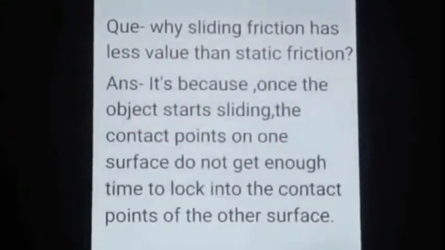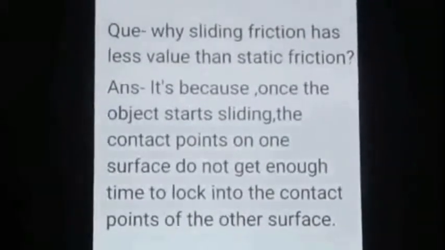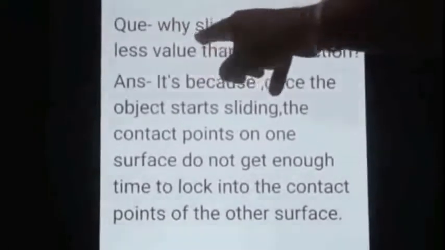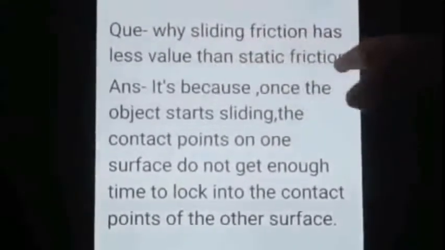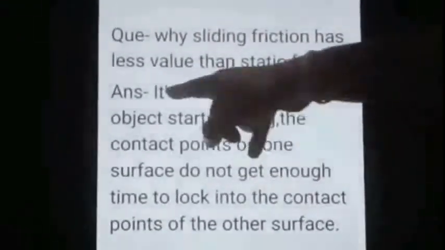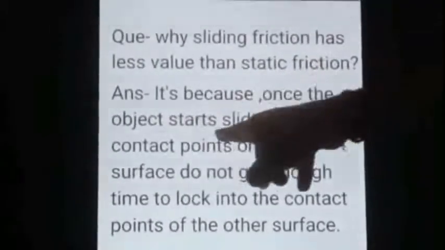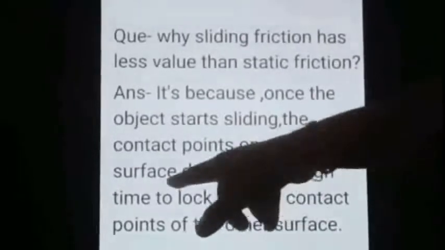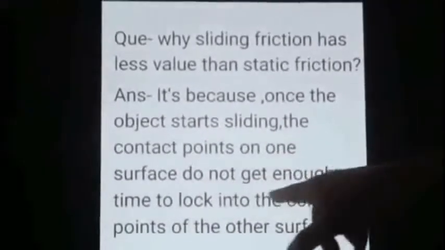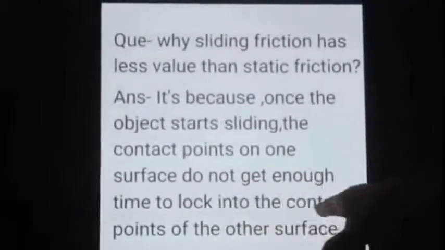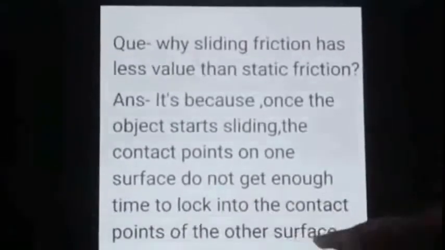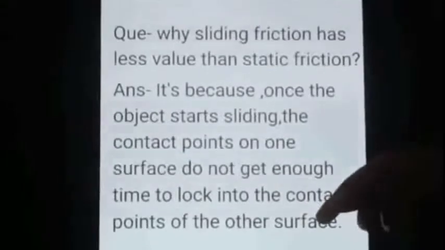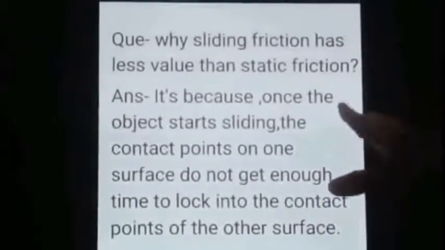Now we discuss one question related to friction. Question: why does sliding friction have a smaller value than static friction? Answer: it is because once the object starts sliding, contact points of one surface do not get enough time to lock into the contact points of the other surface. So that is why sliding friction has a smaller value than static friction.